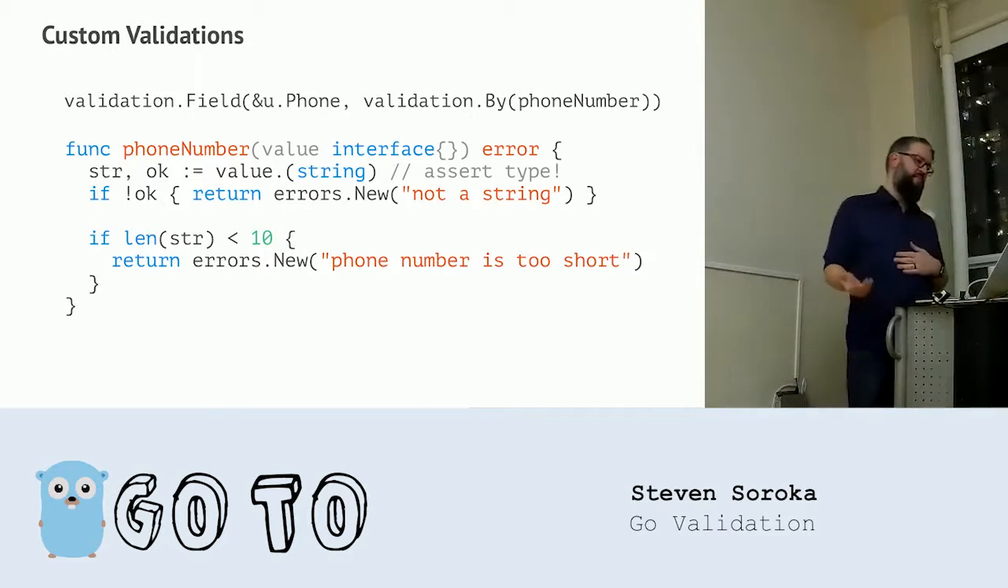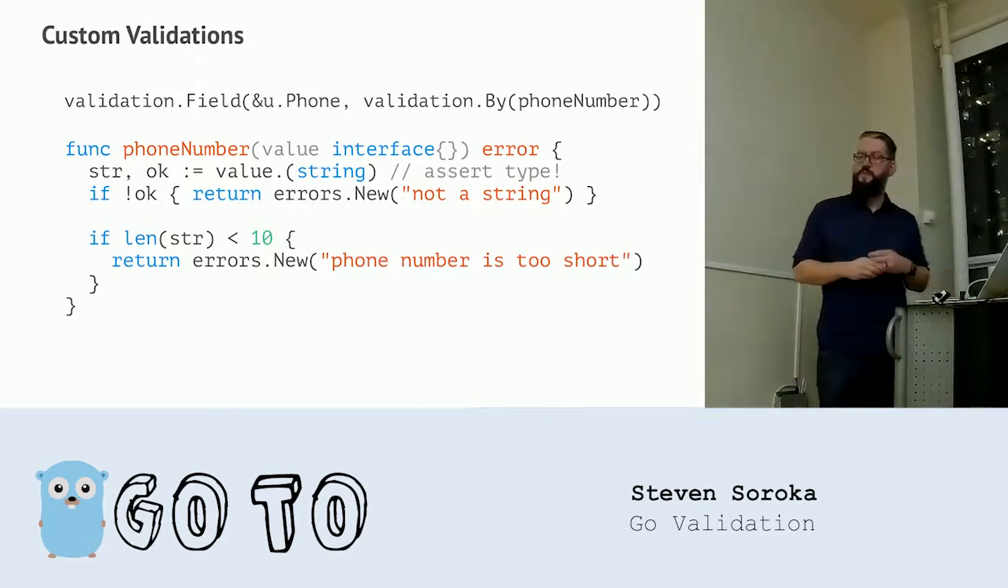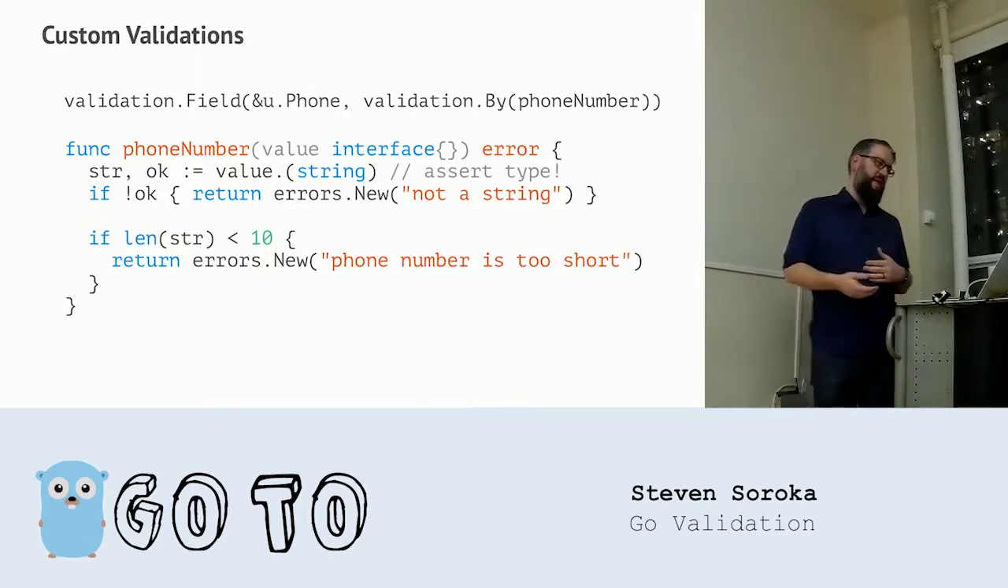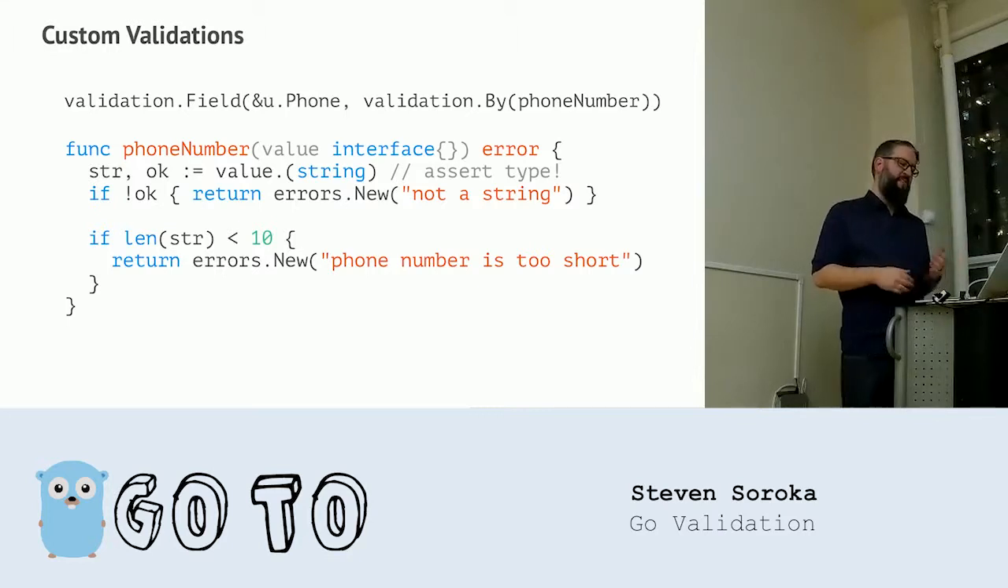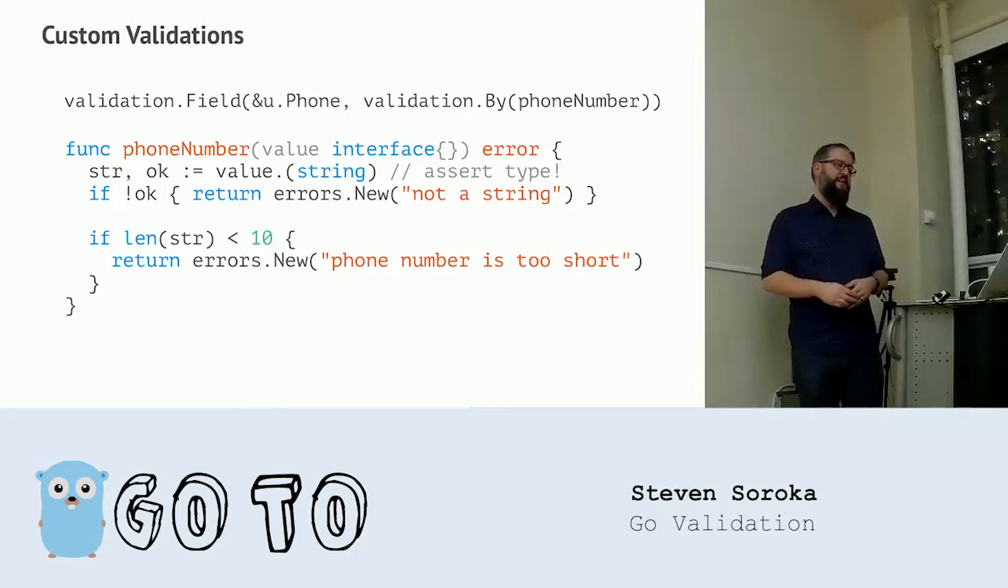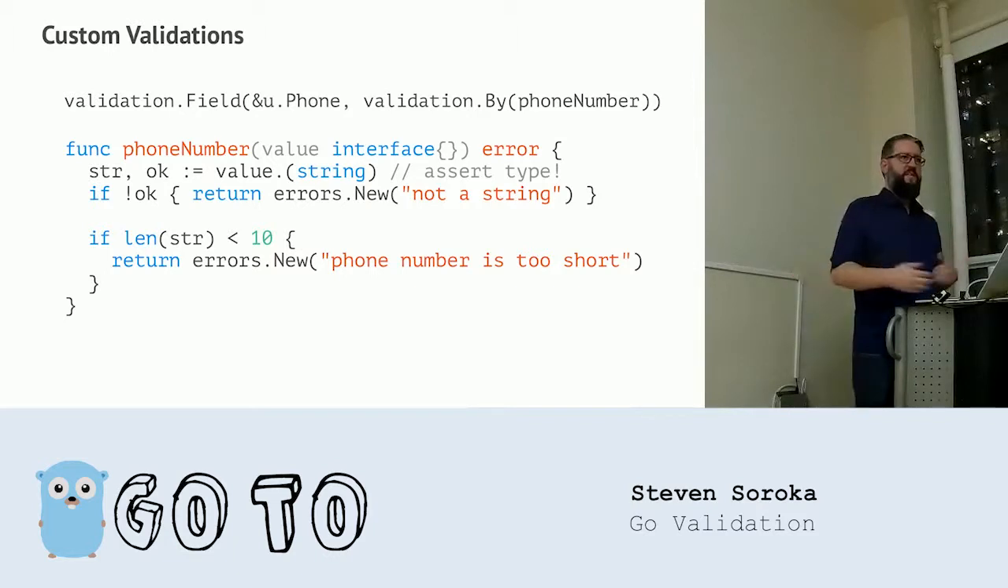And then supporting custom validations is really easy. They've provided you this by format which lets you define your own validator as a function. So it just has to match the format of value interface and return an error, and you can write whatever you want. And if you return an error, the validation fails.